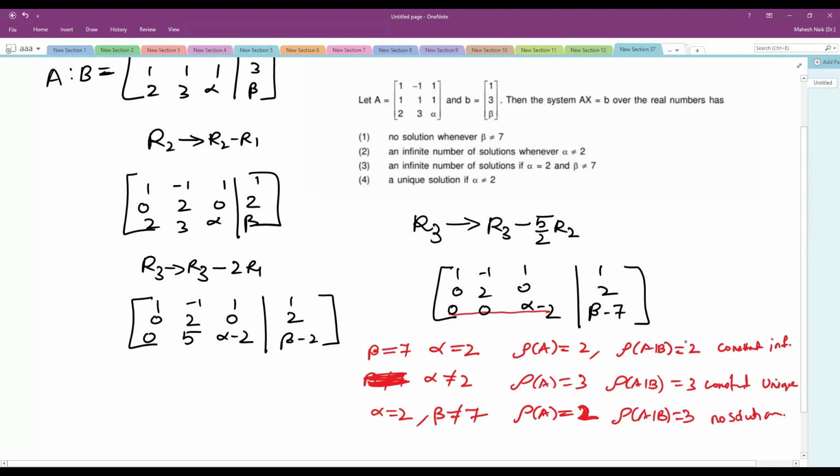So when beta is not equal to 7 and alpha is equal to 2, we will have no solution. So which option out of these should we consider? The fourth option. Alpha not equal to 2.